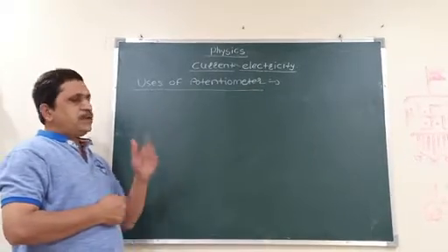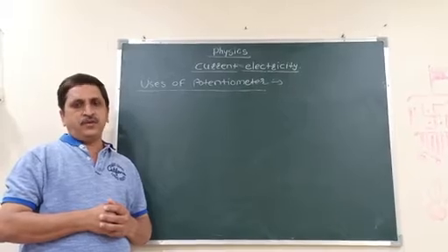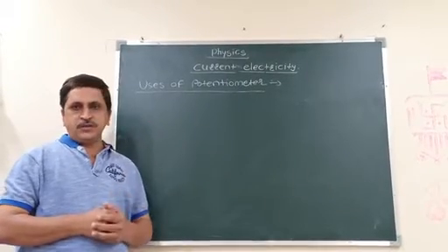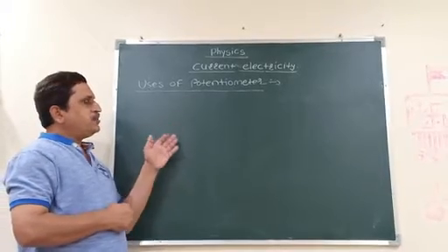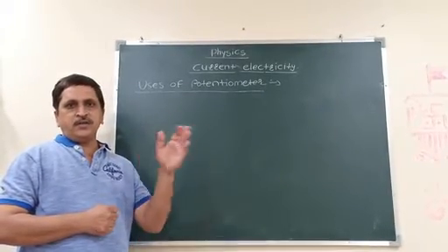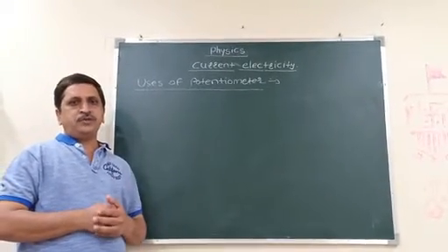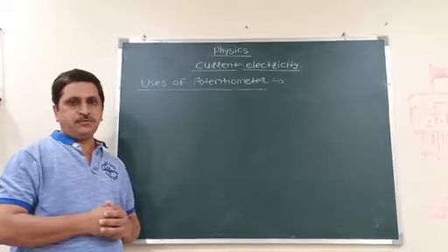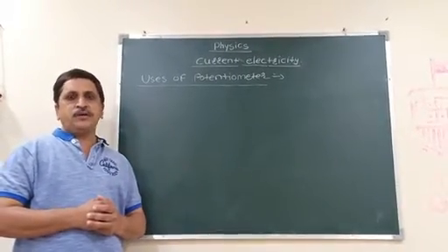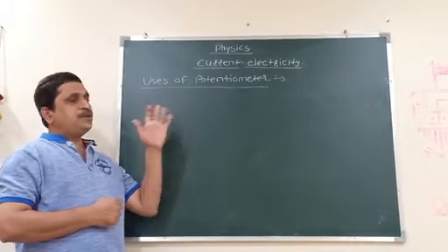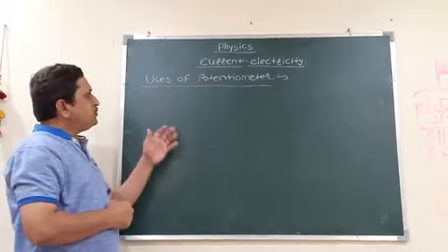Then after that, we have seen construction and working of Wheatstone's network, then principle of Wheatstone's network, and on the basis of principle of Wheatstone's network, we have seen how we can determine resistance of unknown resistance by using Wheatstone's network on the basis of its principle. Then after that, we have seen how we can determine resistance of galvanometer by using Wheatstone's network or Wheatstone's bridge on the basis of its principle.